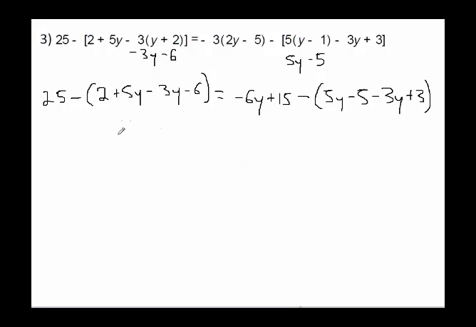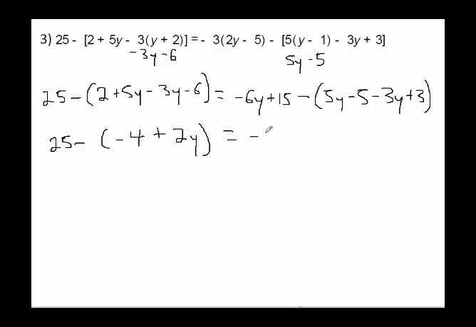Let's work with the parentheses first, again with PEMDAS, the order of operations. Let's work within the parentheses first. So let's keep the 25 where it is. 2 and negative 6 combine to negative 4. 5y minus 3y combines to positive 2y. See, getting a lot more manageable now.